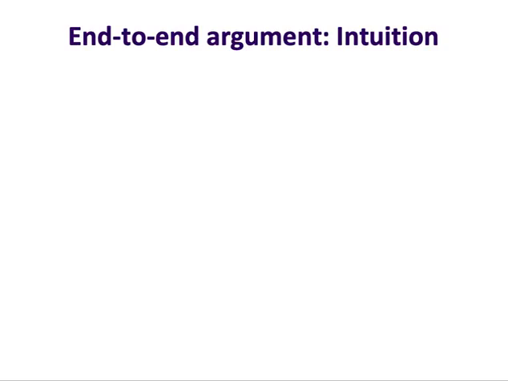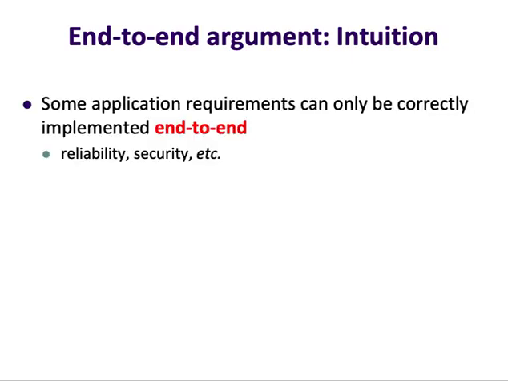Okay, so the intuition for Dave Clark's argument, building on that example, for why the network should not implement reliability, is that there are certain application requirements, like correctness, reliable transfer, correctly transferring the bits in a file, for example, or security, which I'll get to in a minute. But there are certain functions that you can only correctly implement if you take an end-to-end view, if you implement them end-to-end. That was the final checksum that we're calculating on that file.